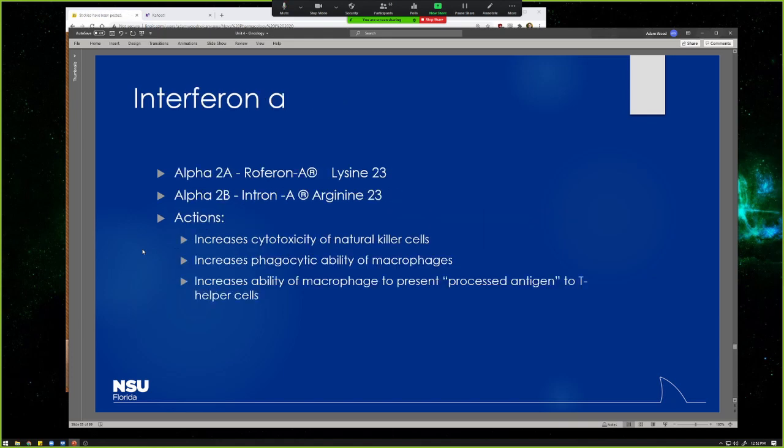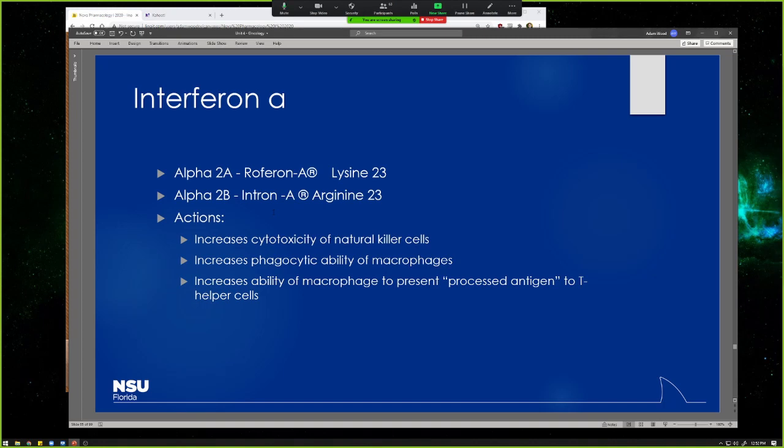And so here's an example of interferon, and if you are familiar with any treatment for Hep C, interferon actually comes up quite frequently there as well. There's a few different varieties, like alpha 2A or alpha 2B, and they have their specific use cases. But interferon basically increases the cytotoxicity of your natural killer cells. Your natural killer cells get ramped up.